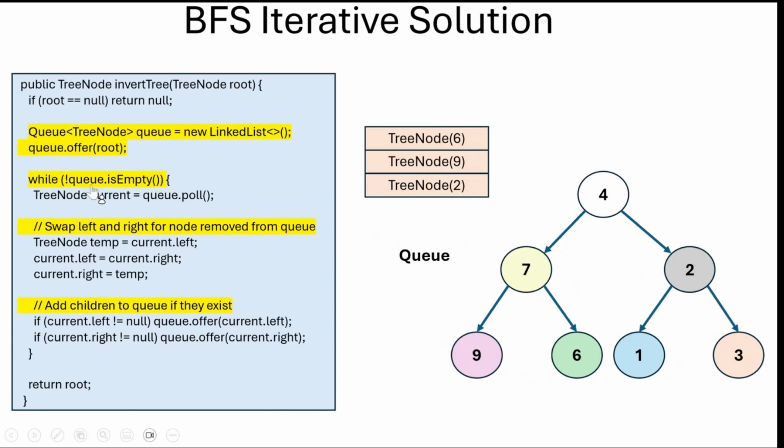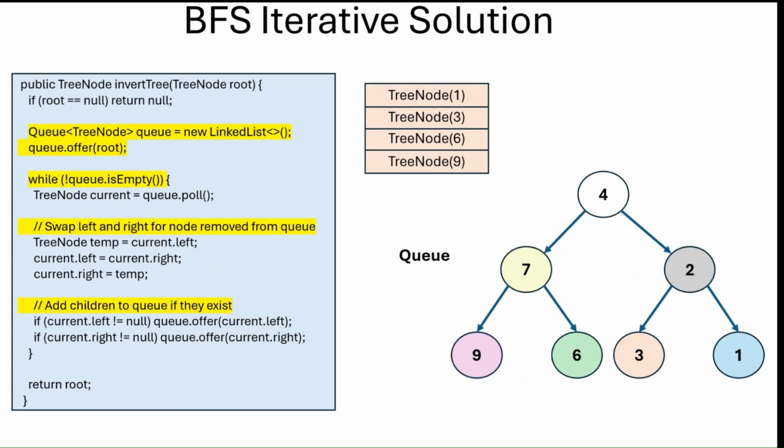Now we'll again come back to the beginning of the while loop. Now the queue is not empty. We'll remove the first element of the queue, which is 2. For 2, same swapping logic. We'll swap the left and right child using a temp variable, and then we'll add the left and right children of the 2 to the queue, which are 3 and 1. Now we'll come back to the beginning of the while loop again.